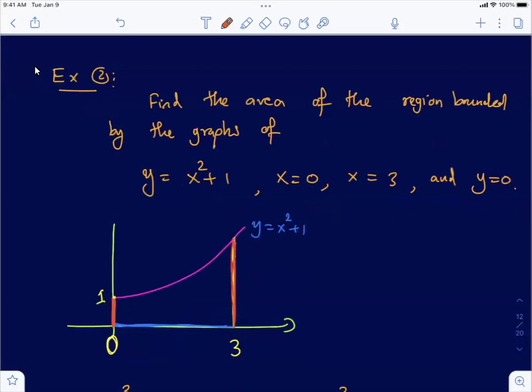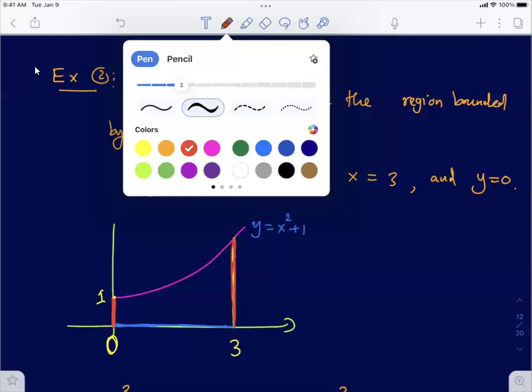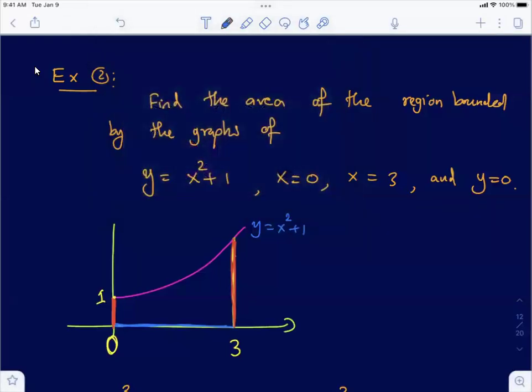So x equals 0 and x equals 3. And then y equals 0 is none other than the x-axis. So I will have it exactly in blue color right here. The blue color line is y equals 0. So what is the area trapped between all of these pieces? When you look at it carefully, when you put it to the graph, you can see it's the area under this graph from x equals 0 to x equals 3.